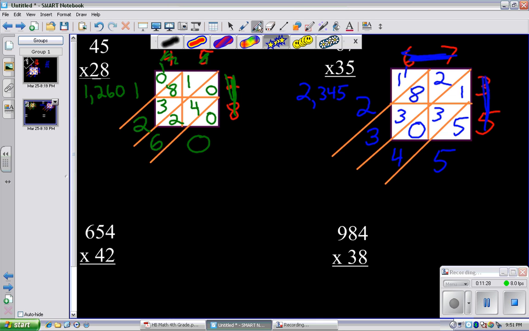So let me go get you a gold star. Gold star for this problem. And what the heck, since we're going all out, let's give you a smiley face for this problem.